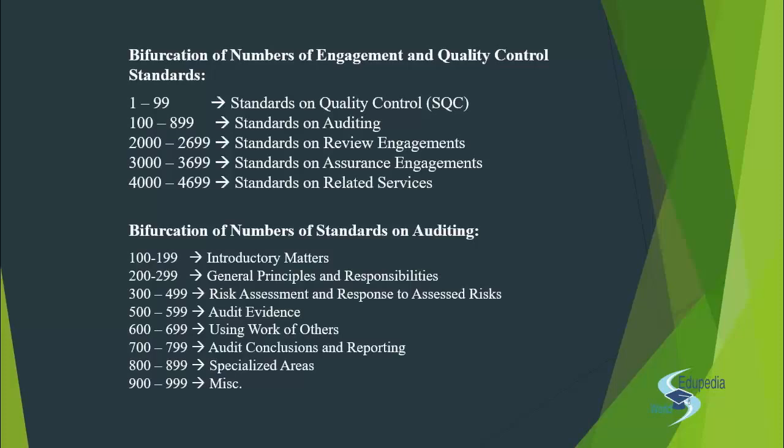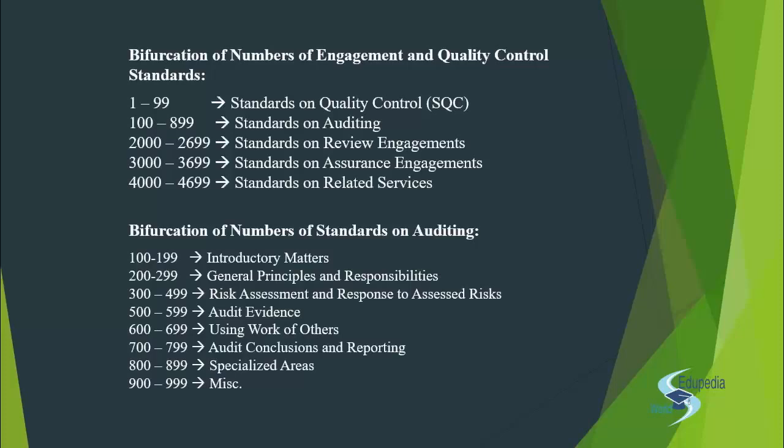So now I think you have a basic idea, and hold on to the numbers. 1 to 99 are standards on quality control; 100 to 199 and 900 to 999 don't matter. The 200 series is general principles and responsibilities: how do I go about the audit? The 300 and 400 series talk about risk, how to assess risk and then how to respond to those assessed risks. The 500 series deals with the collection of evidence, all the different kinds of evidence that you get. So if you see, they go in flow.